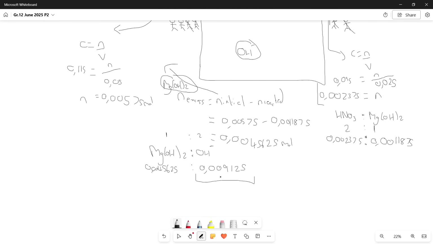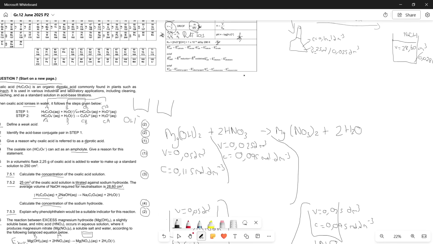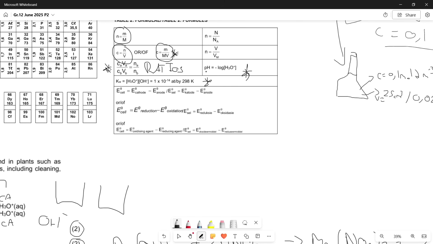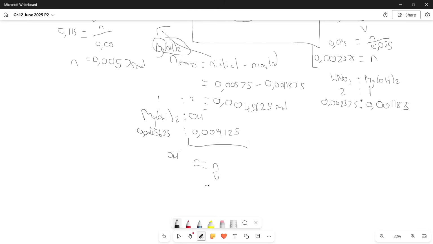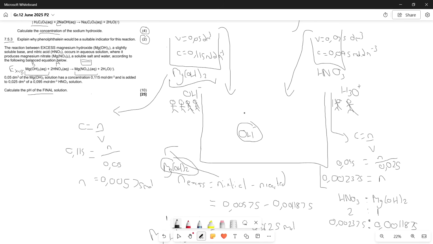Now that we have the moles of the OH minuses that are left in excess, we can go ahead and get the concentration of that, because we've done a whole lot of stuff with moles and can then get a square bracket having to do with concentration. So if we are working with C equals n over V, this is all for our OH minus ion, we have this answer for our moles, 0,009125, and then for volume at this stage we're in this big beaker over here, which means we are not using the 0,05 or the 0,025.